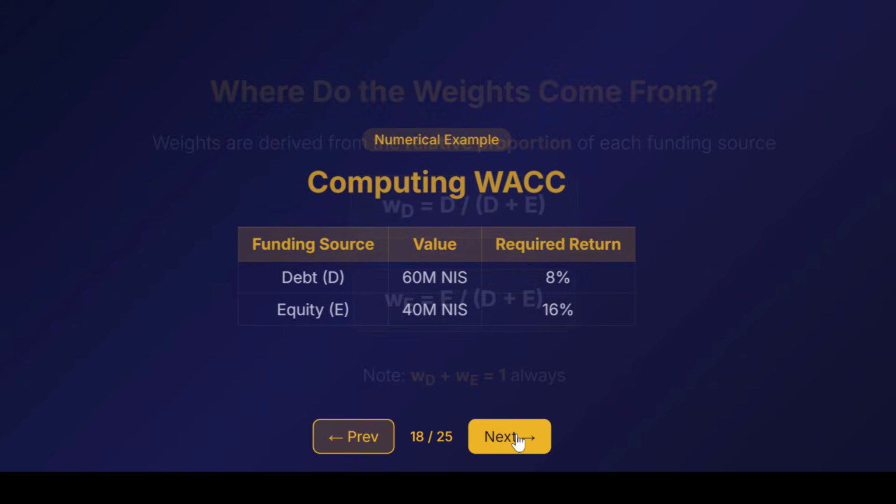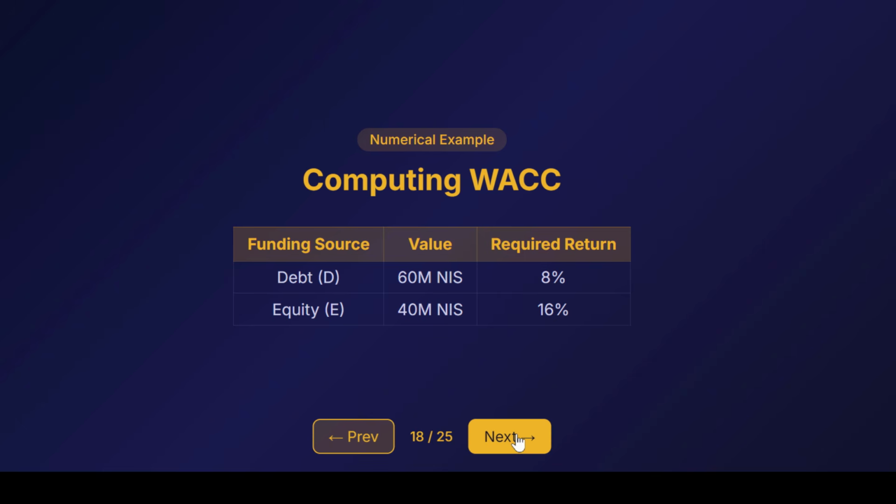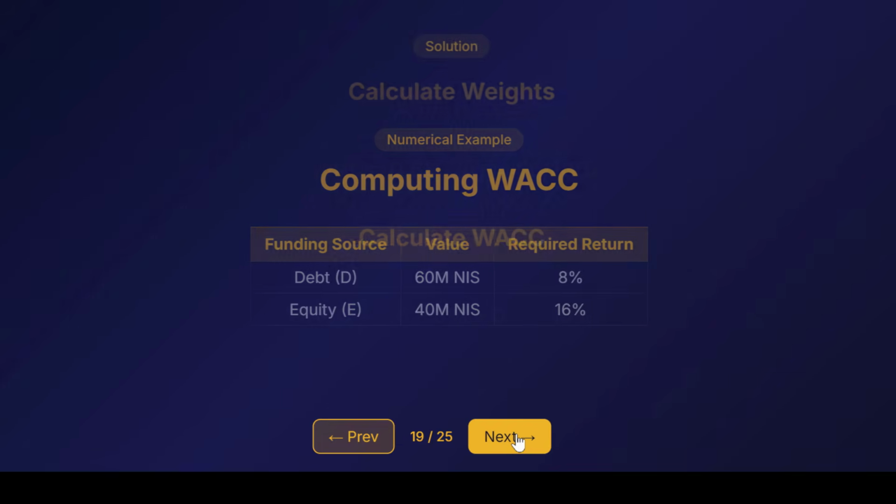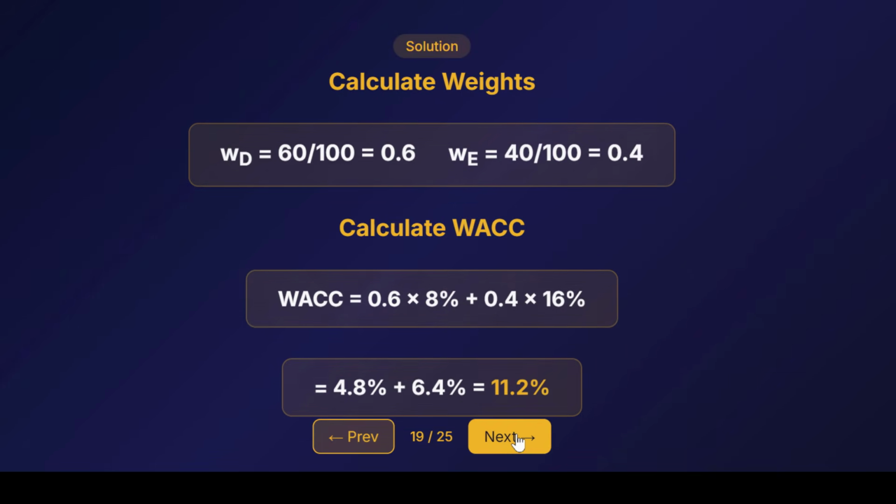Numerical example. Computing WACC. Suppose a firm's debt is 60 million shekels with a required return of 8%, and its equity is 40 million shekels with a required return of 16%. Step 1. Calculate weights. WD is 0.6 and WE is 0.4. Step 2. Calculate WACC. WACC equals 0.6 times 8% plus 0.4 times 16%. This equals 4.8% plus 6.4%, which is 11.2%.